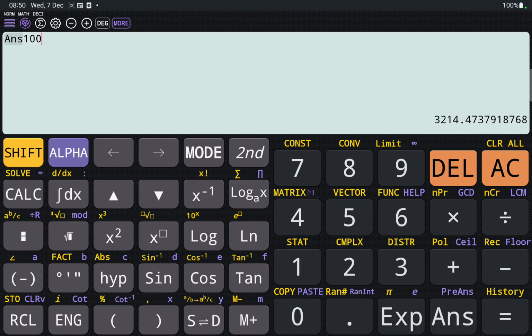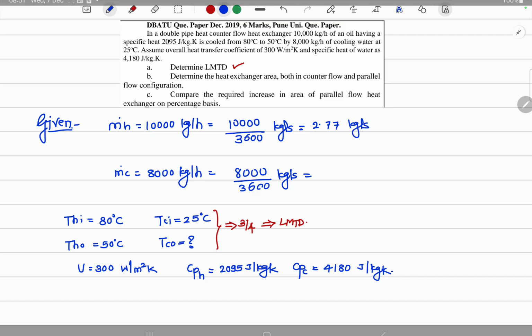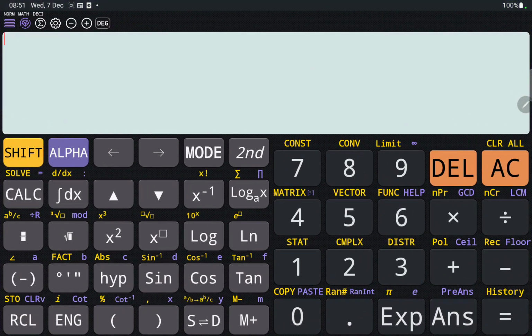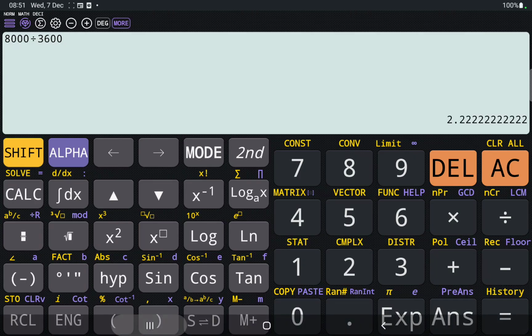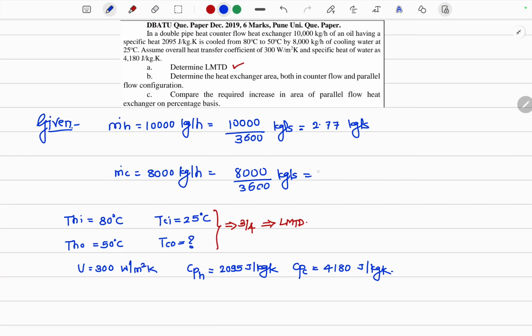So 10,000 divided by 3600, so 2.77 kg per second. That's the mass flow rate of hot fluid. So 2.77 kg per second, and then 8,000 divided by 3600, 2.22 kg per second is the mass flow rate of cold fluid.